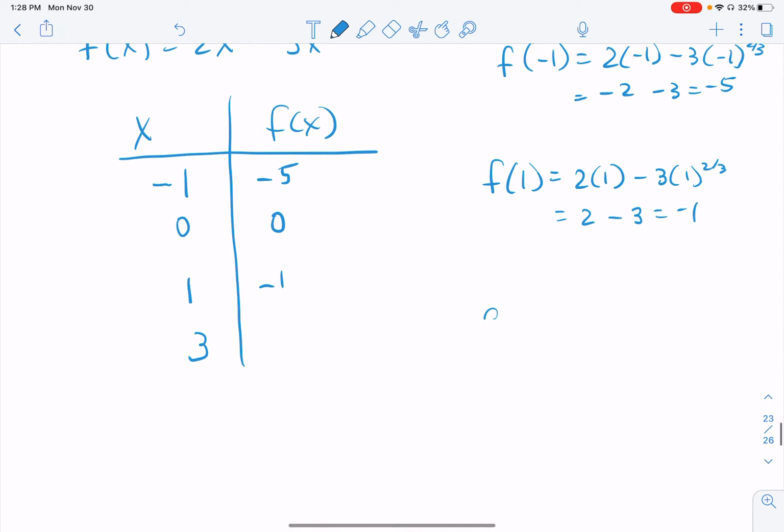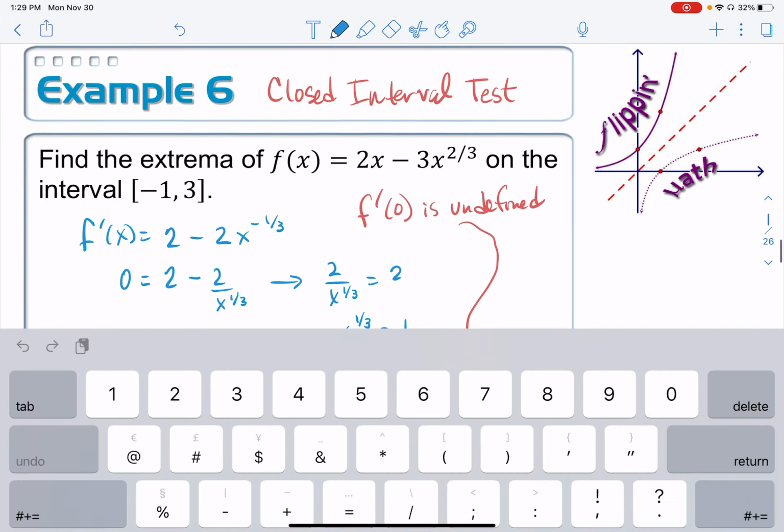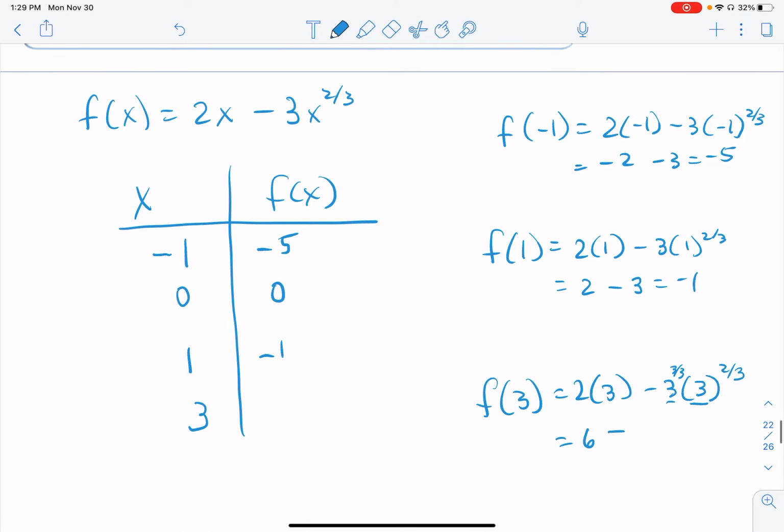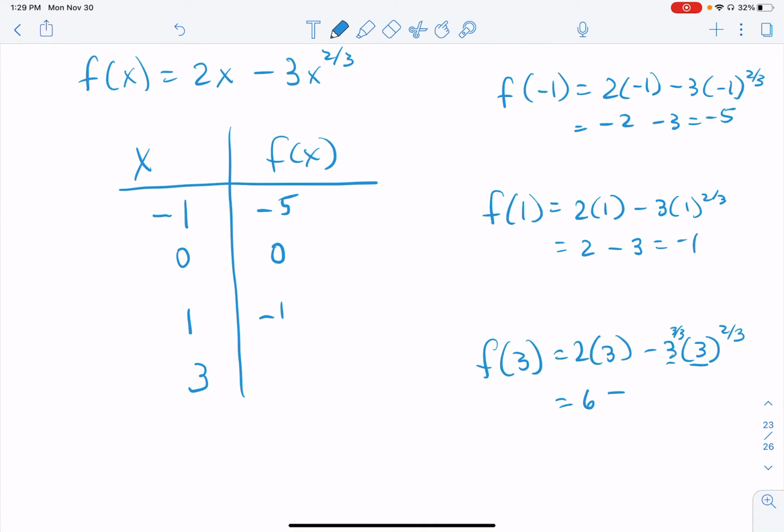And finally, f of 3. 2 times 3 minus 3 times 3 to the 2/3. Okay, let's see. Can we simplify this a little bit? 6 minus, well, I could do a little bit on this one because they're the same exact base and we're multiplying it. This is to the first power, or if you prefer, to the 3/3 power. You're multiplying with like bases, you add the exponents. That would make this a 5/3. 3 to the 5/3. Help us out a little bit. 6 minus 3 to the 5/3 power.